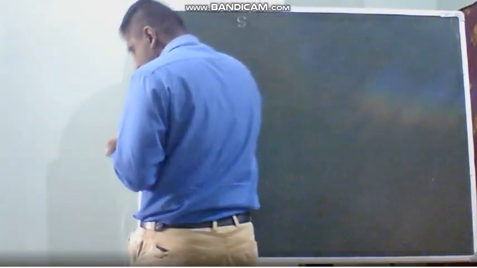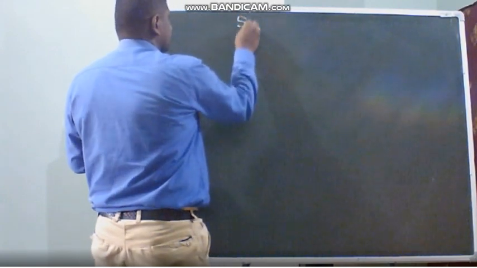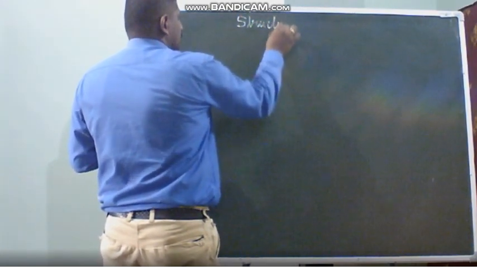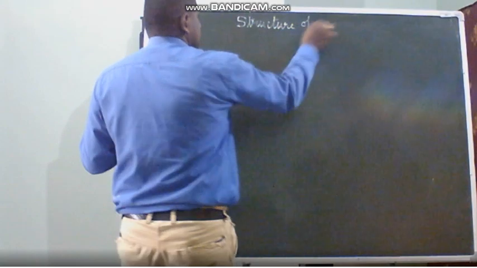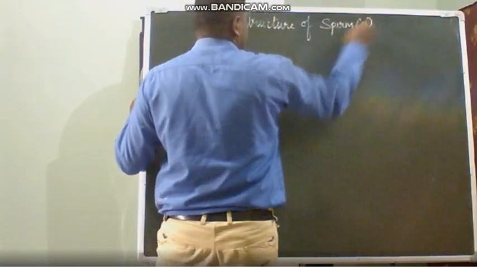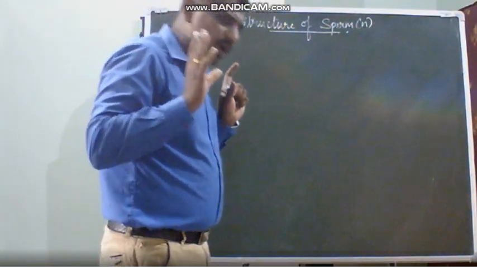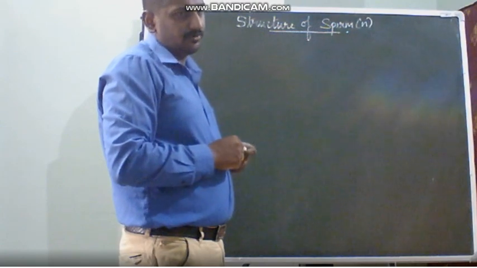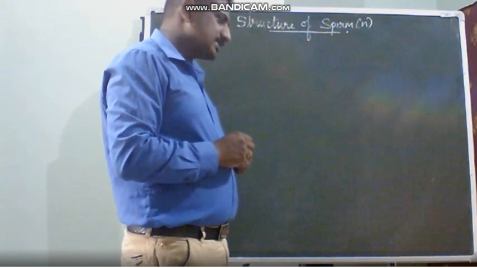Okay, children. The next topic that we're going to have now is the structure of sperm. Sperm is haploid. Children, a lot of students are making lots of mistakes in the diagrammatic view of sperm. It's very simple, children. There's no tough job at all. But I don't know what is the difficulty students have here.